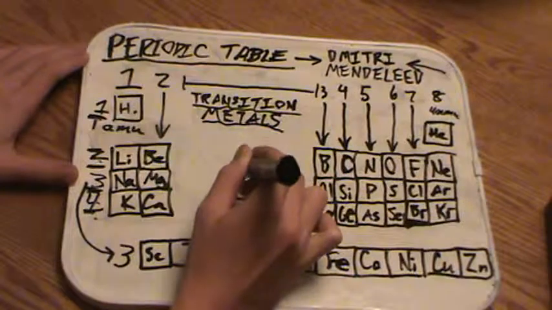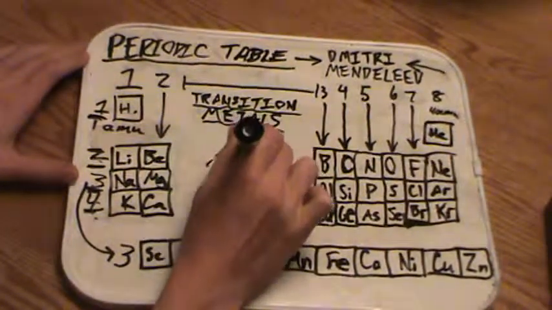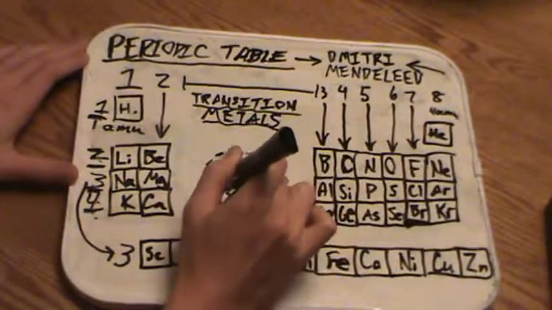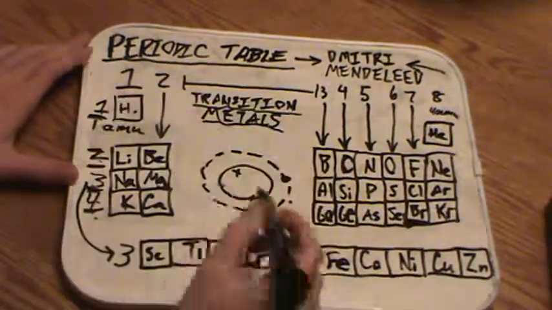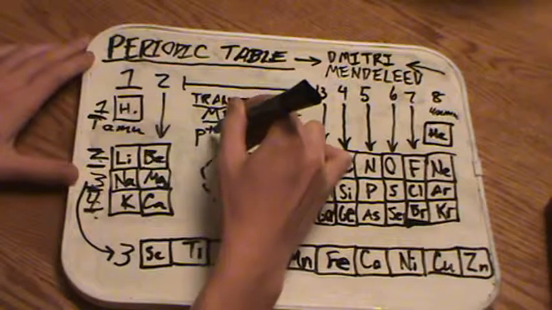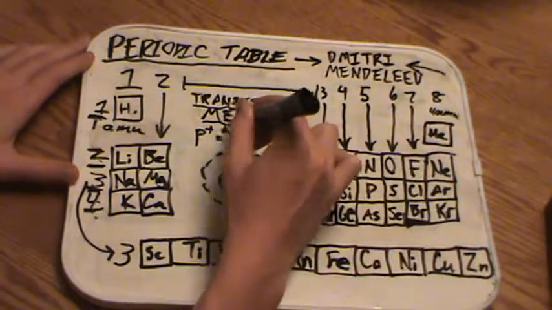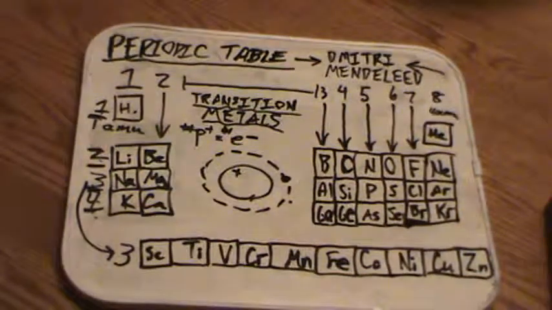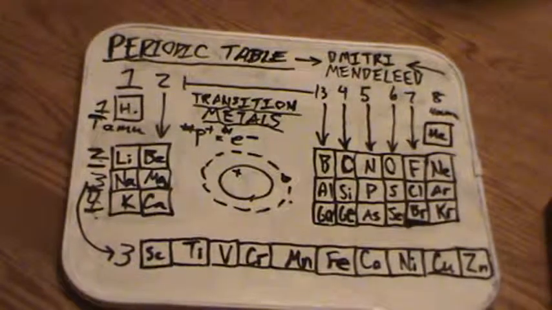I'm going to have a hydrogen for now. And then around this nucleus, we are going to have one electron, because remember that the number of protons is equal to the number of electrons. And so there's only one energy level, there's one electron in that one energy level when you're talking about hydrogen.